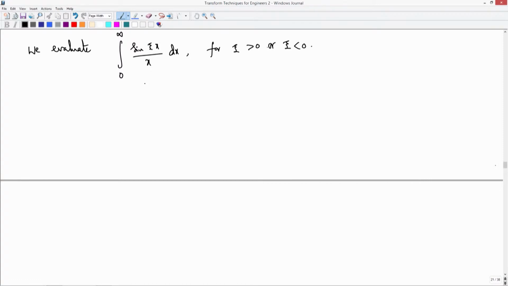So, to get this integral as some Fourier transform of something, let us do the Fourier sine transform of e power minus ax, let us say a is positive and x is positive.